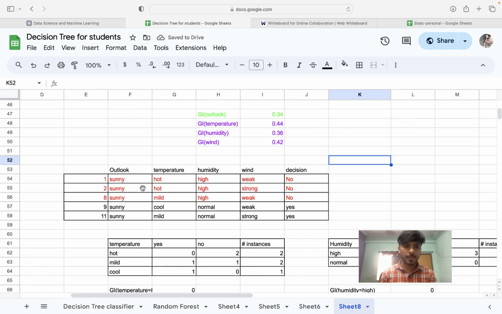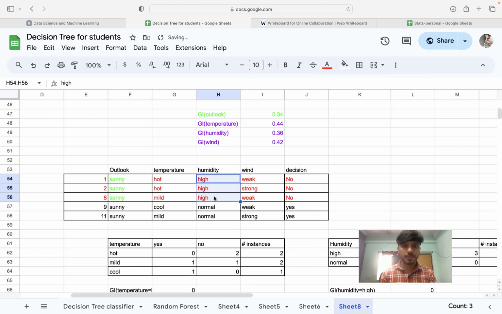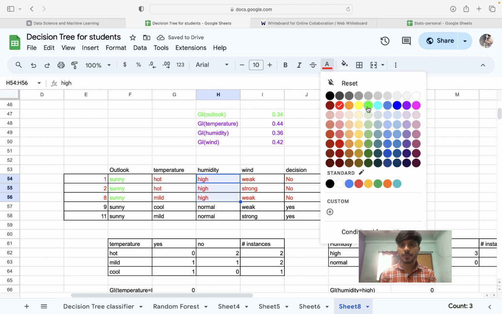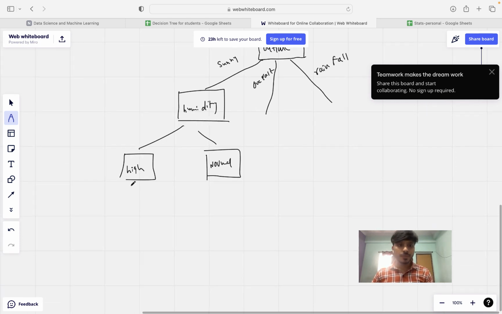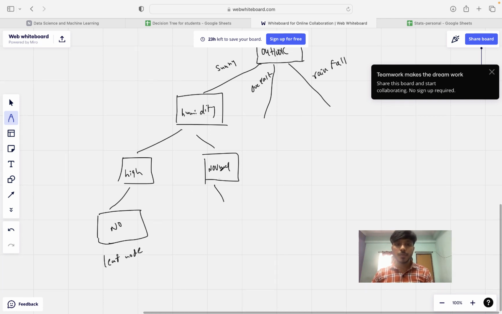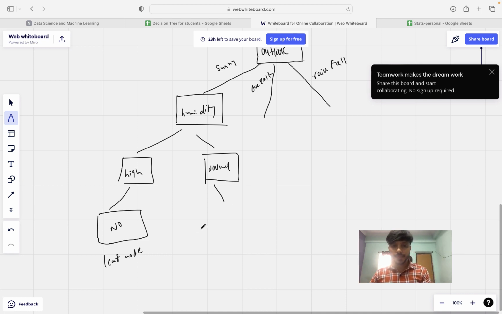And whenever there is sunny, I'll just convert this into red. See, whenever it is sunny and whenever the humidity is high, these two conditions, what is the leaf node for us? No. So that will be our no here. This is our leaf node, and from here we can't split anymore. Okay, so how about when it is normal? When it is normal, yes. Both are yes. So that's my leaf node.